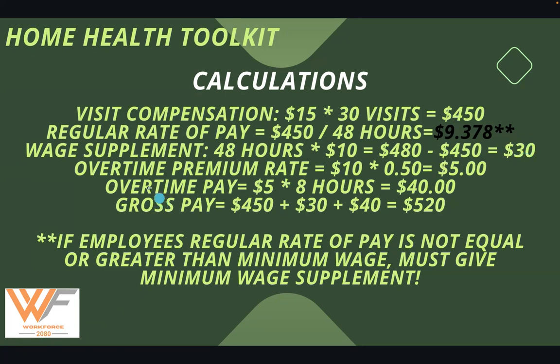From here, you need to figure out the overtime premium rate. You're paying her just at minimum wage. So at this point, she's at $10 an hour times 0.5. That's $5 an hour. For the overtime pay, you take the overtime premium rate and multiply it by the 8 hours over 40 to get $40. The gross pay is where you add the $450 visit compensation plus the $30 minimum wage supplement plus the $40 of overtime pay to get a total of $520. So remember, if employees' regular rate of pay is not equal to or greater than minimum wage, you must give them a minimum wage supplement.